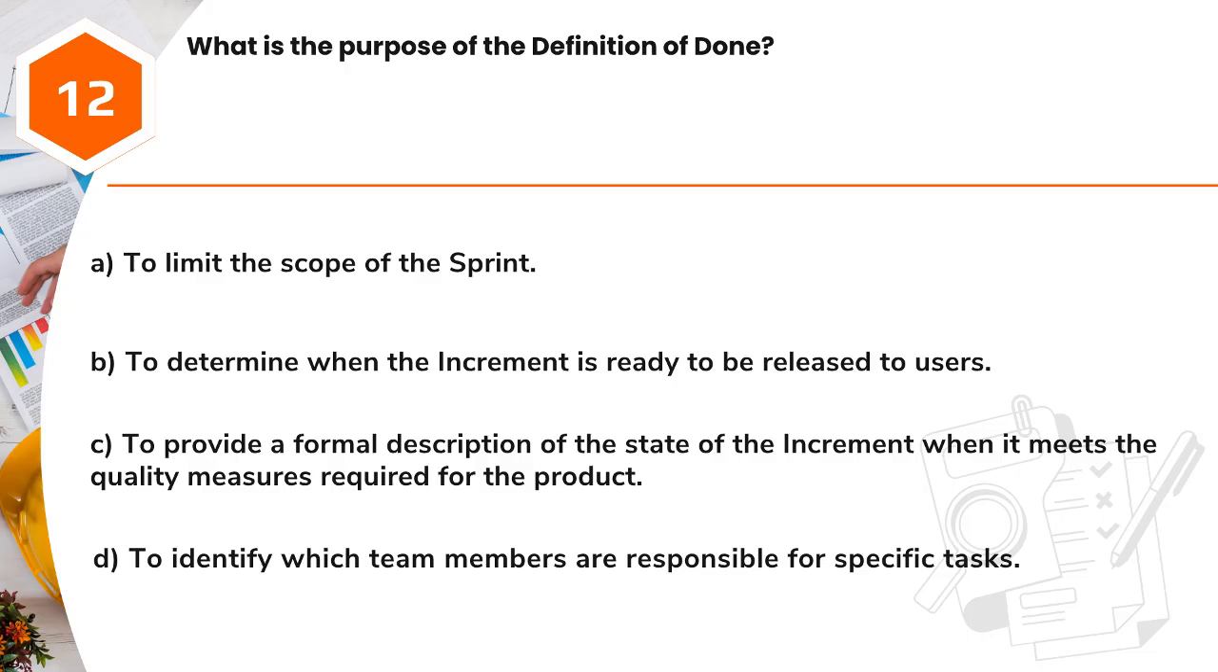Question 12. What is the purpose of the definition of done? A. To limit the scope of the sprint. B. To determine when the increment is ready to be released to users. C. To provide a formal description of the state of the increment when it meets the quality measures required for the product. D. To identify which team members are responsible for specific tasks.